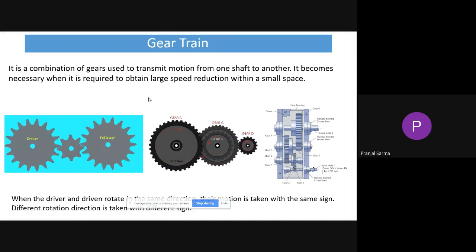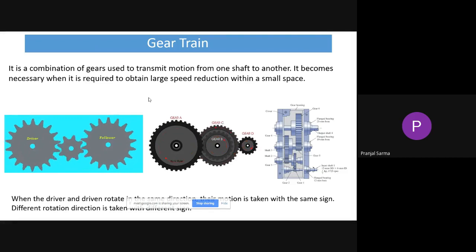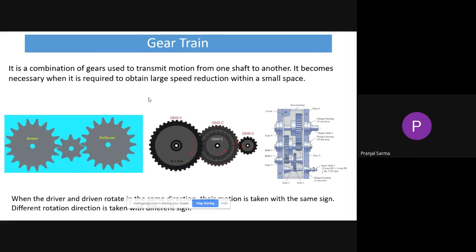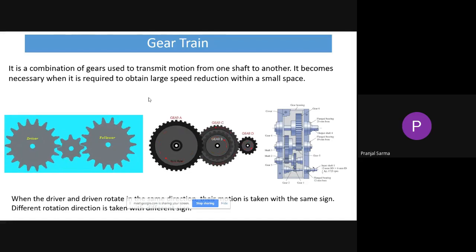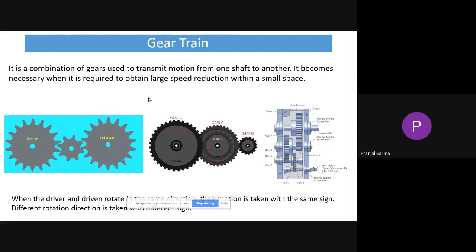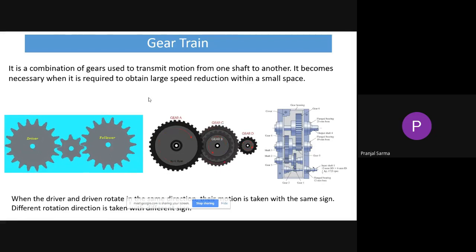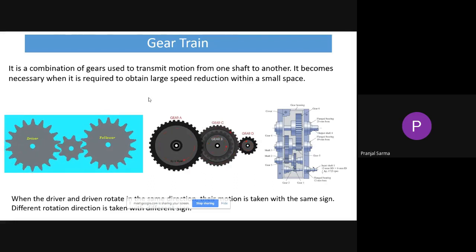So now, what is this gear train? You can consider it a higher version of the normal gear drive, a combination of gears used to transmit motion from one shaft to another, which is the very primary application of gears. It becomes necessary when we want to obtain a very large speed reduction within a small space, so the space constraint is also there.